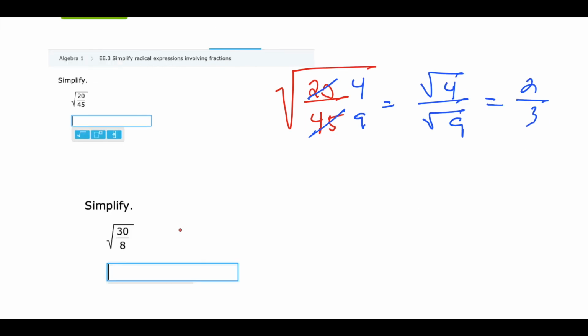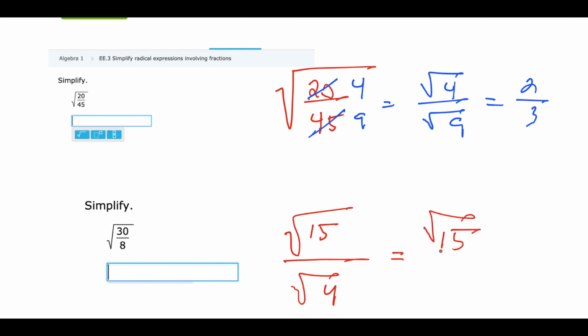What do they have in common? They have a 2 in common, so it's going to be root 15 over root 4. All right. And then that doesn't simplify, root 15. That does not. What about the bottom? It's 2.